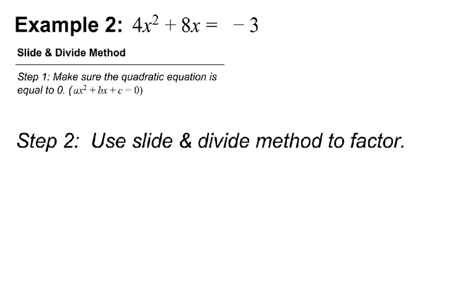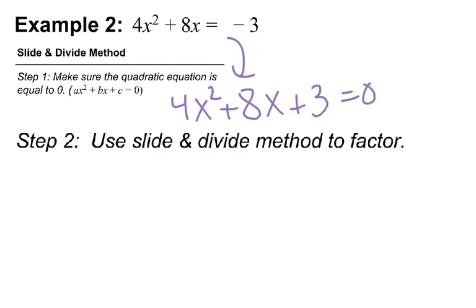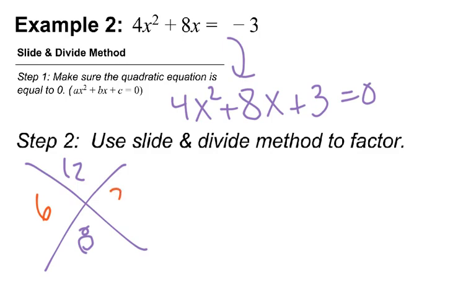Slide divide. We already did this step 1 in this last problem using box and diamond. So I'm just going to rewrite what we got from there. 4x squared plus 8x plus 3 equals 0. Slide divide, again, we start with that diamond, and we had 12 on top, and we had 8 on the bottom. And we find that those two values are 6 and 2. Here's what we do that's different with slide divide. We're going to do x plus 6, x plus 2.